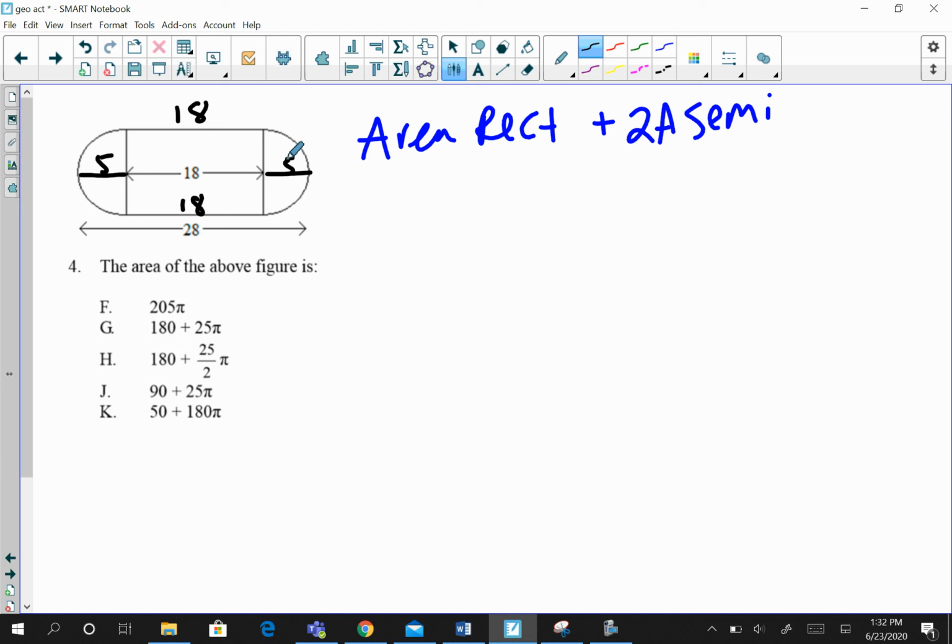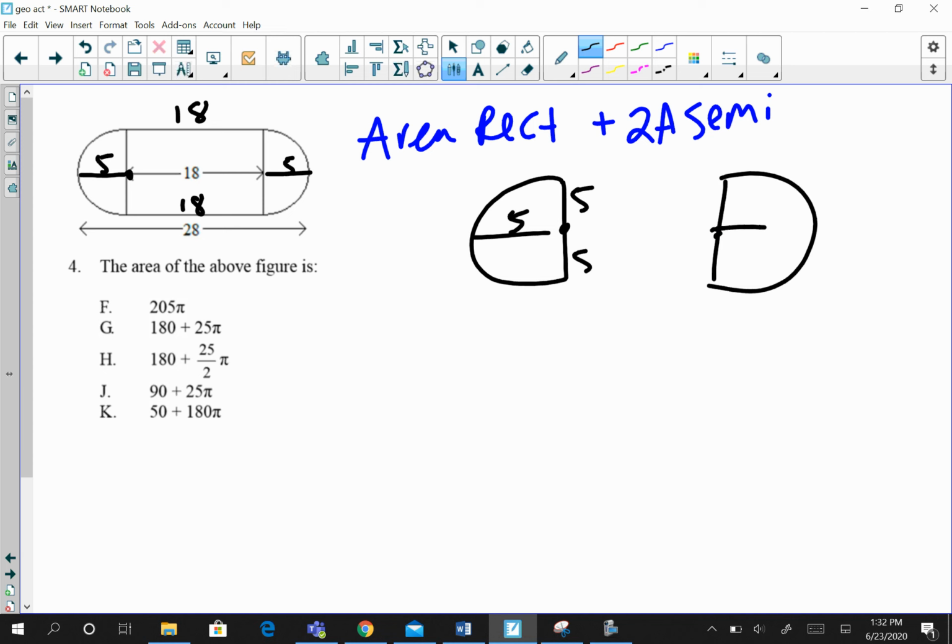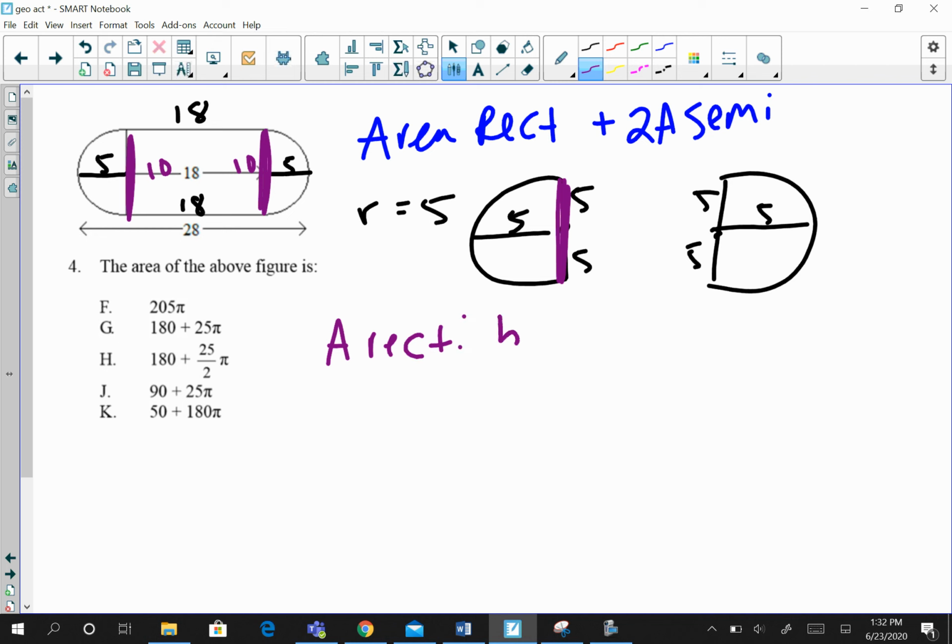Okay, so it's going from essentially the center of this circle to the outside. That's 5. Meaning this is 5, and then in your other circle, same thing, 5, 5, 5. My radius is 5. That means this portion right here is 10. This is 10. That allows me to get the area of the rectangle. Area of the rectangle is base times height, which is 18 times 10, or 180.